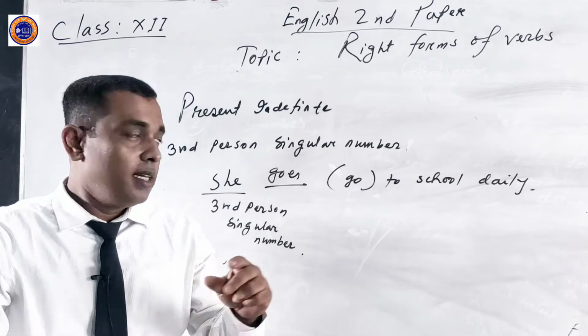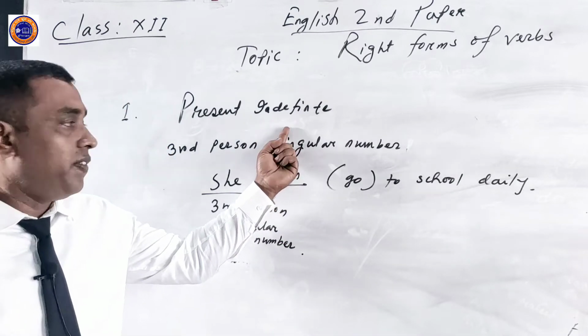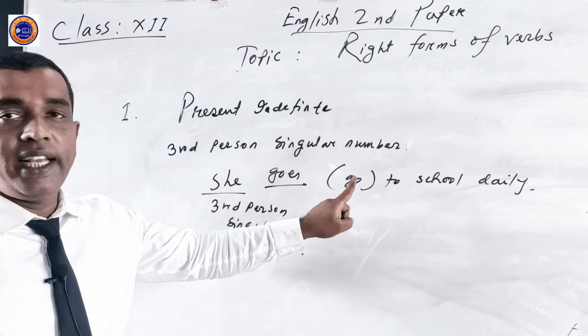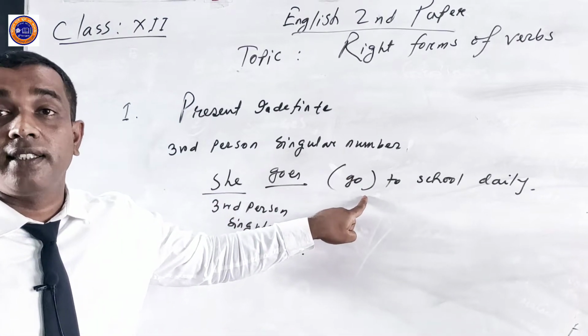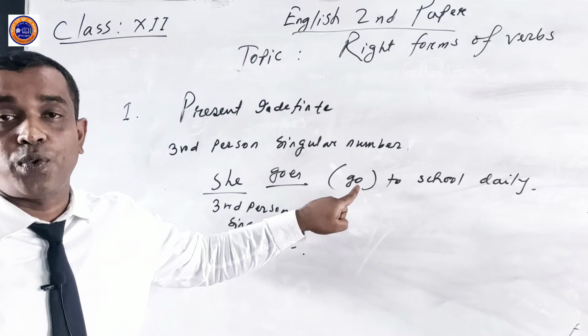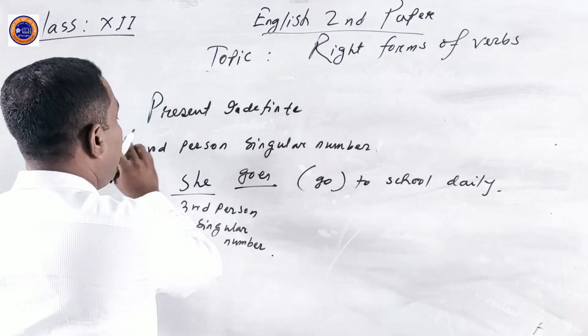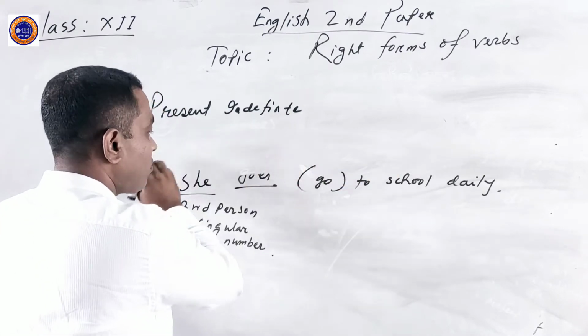I am repeating this. If the sentence is present indefinite tense and the subject is third person singular number, then you have to use s or es with the verb. That is, you have to use the s or es form. Okay, thank you very much. I am going to explain rule number 2.